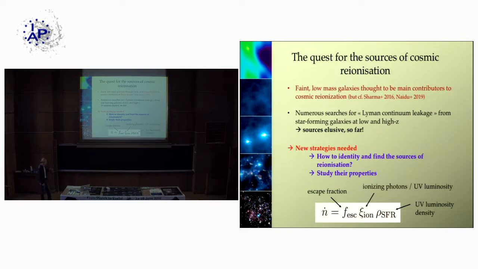So there are different attempts going on to do this. I will show you in a minute that so far the searches for sources where we actually see photons escaping have been very difficult and are still a difficult business, but there have been quite some changes and progress recently. There are a lot of questions on strategies: how to identify and find them. I will also discuss how we can study the properties, and which properties we think make a galaxy let ionizing photons escape.